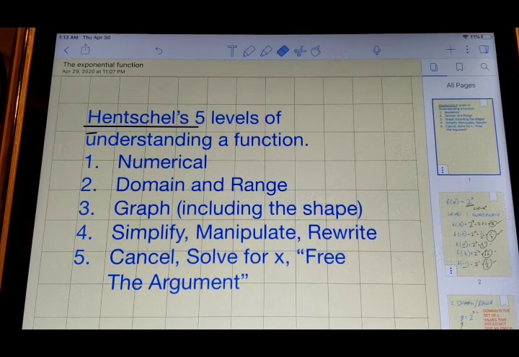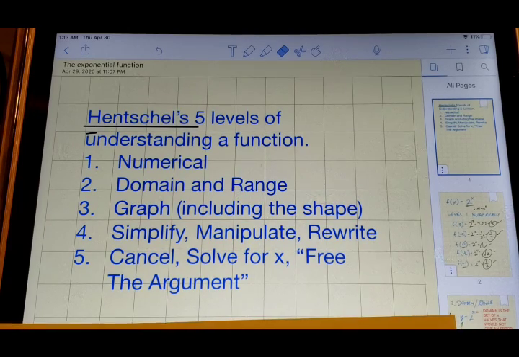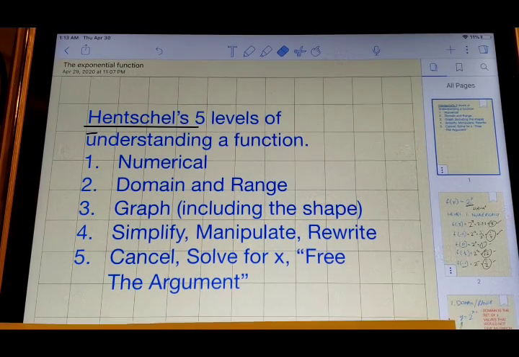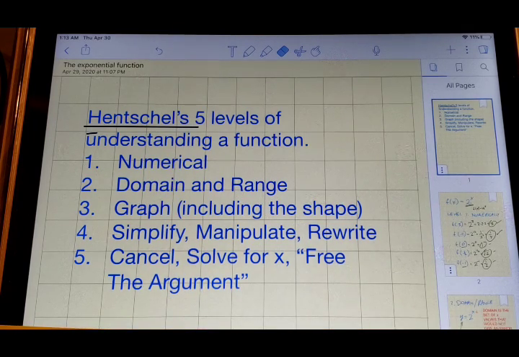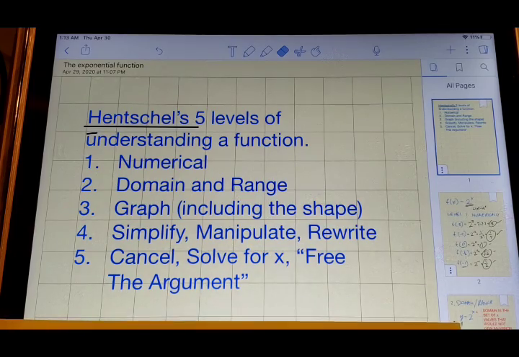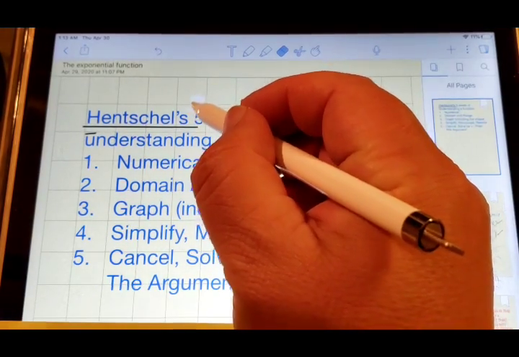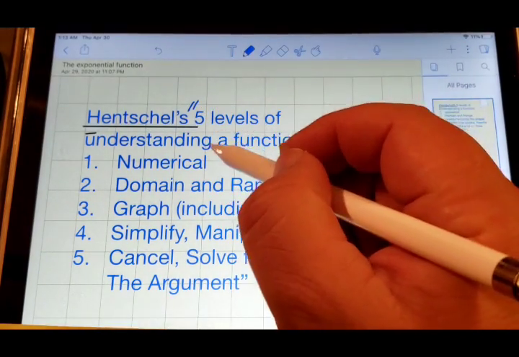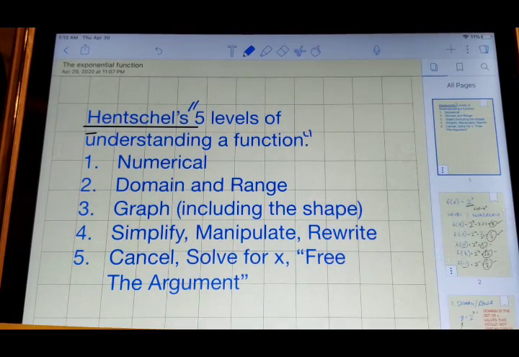All right, so this has been a seed that I planted quite some time ago, very first day of the class maybe, where I mentioned Henschel's 5 levels of understanding a function. And you know, when I put my name on something, it just means it's not really much of a thing. You can't Google 5 levels of understanding a function and get anything out of that. It's just, I think, a good way to describe something.